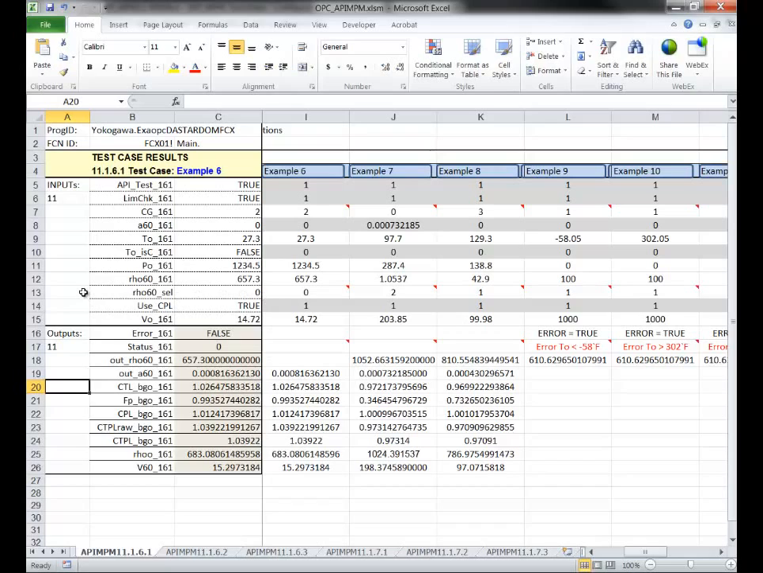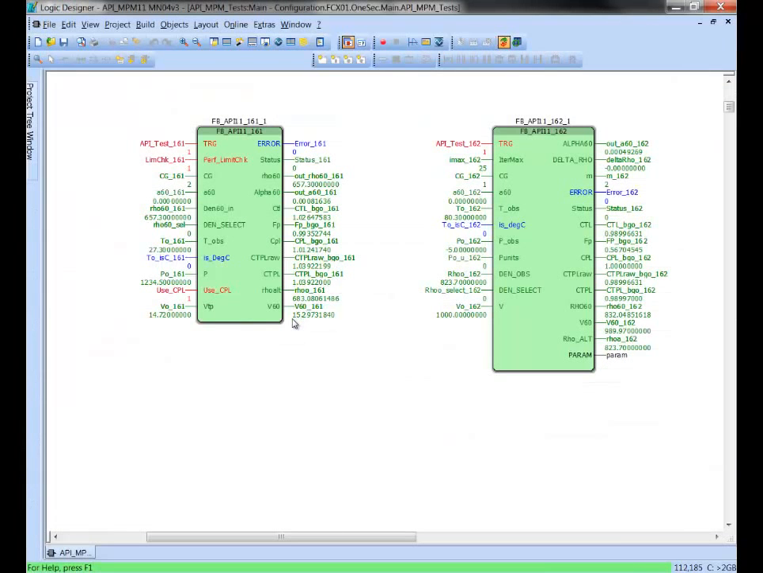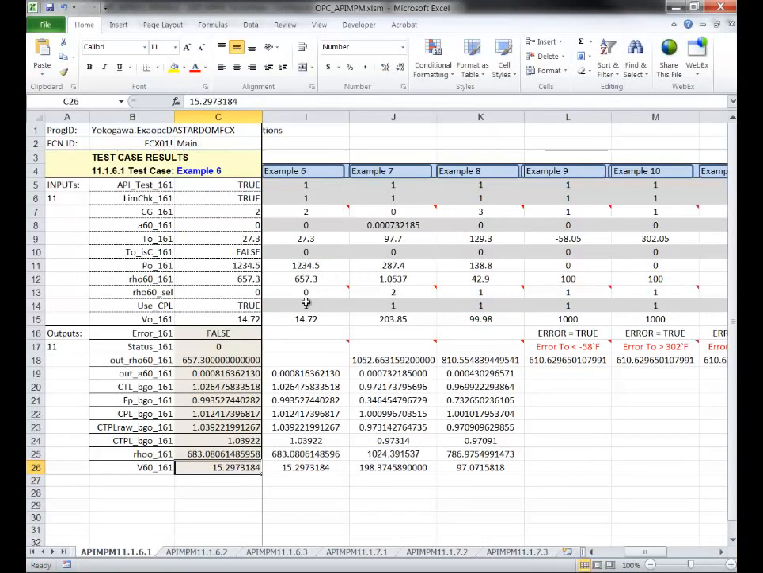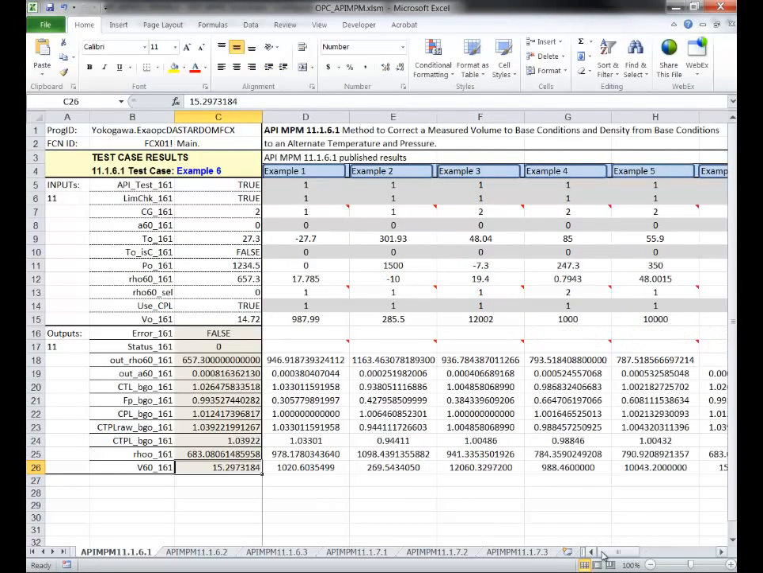You can see that it was reflected in the controller itself, and you can see these results, 15.2973184 right here. In the controller, we can see that 15.2973184 is indeed the output of that function block. Then if I go back to the Excel table and look at example 1, I'm just jumping around a little bit so you can see a big change. I can push this button.